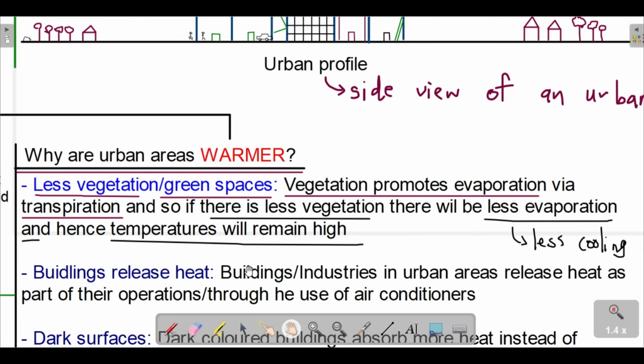Having less vegetation or green spaces promotes less evaporation and hence less cooling. And therefore, temperatures still remain high because you're not cooling the air mass enough. So that's how we explain that, guys.